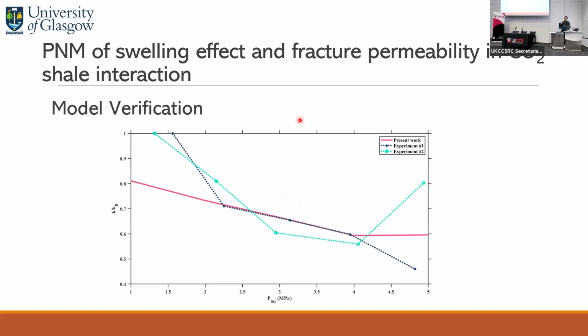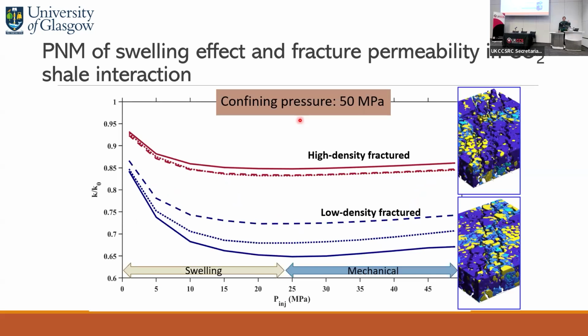Through simulation, we have model verification from previous experimental data, so we verified our model. That is an example of how it changes under different confining pressure, which assumes different depths of the real reservoir. Here is the example of how the permeability changes, with the injection pressure at the bottom. On the upper right, this is the high density fracture shale, and this is the low density fracture shale. So we can see the different injection pressures.